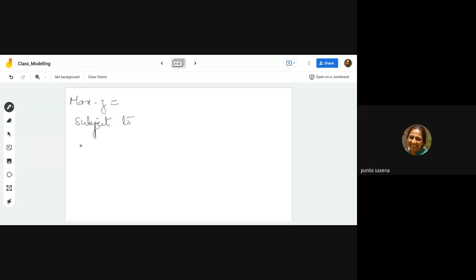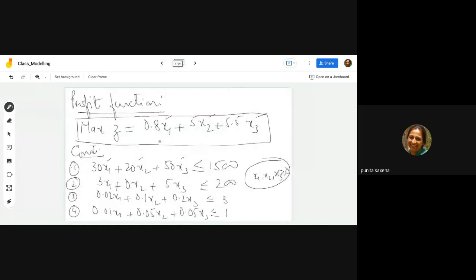That means now we'll be looking for x1, x2, x3, that means we'll be finding the values of x1, x2, x3 in such a manner that all these constraints are simultaneously satisfied, number one, and number two, at the same time, those values of x1, x2, x3 are going to give me the maximum value of z. So this is how we'll write the problem.